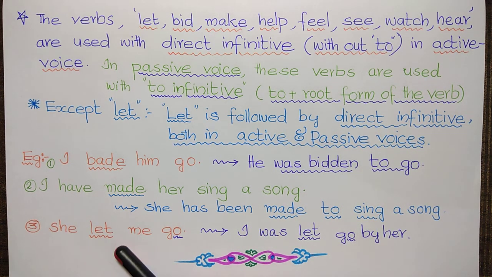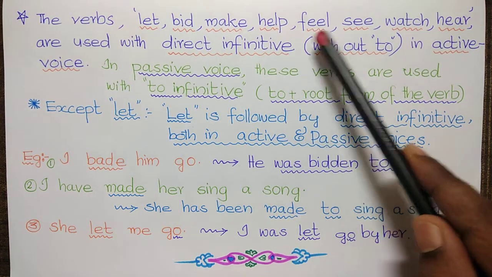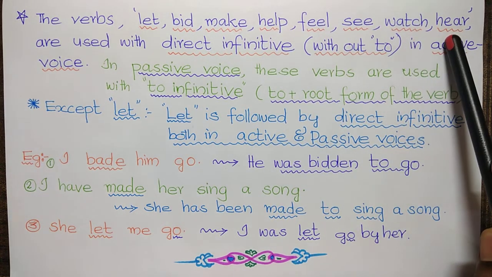But in the case of let, we should not use to in both active and passive voices. See the example. She let me go. I was let go by her. There is no to in both active and passive form. That is the passive form. So that is about let, bid, make, help, feel, see, watch, hear.